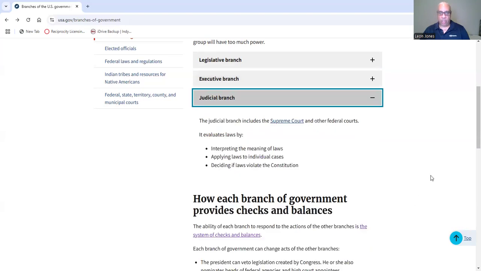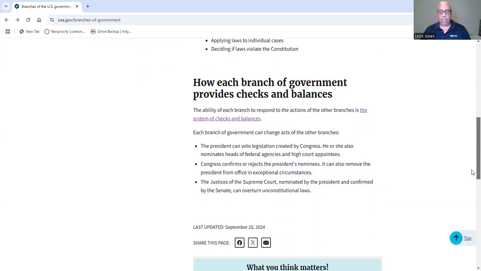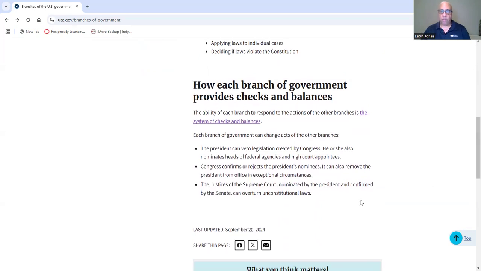Then we get to the judicial branch. That includes the Supreme Court and other federal courts. It evaluates laws by interpreting the meaning of laws, applies laws to individual cases, and it decides if laws violate the Constitution. Now, how does each branch of government provide checks and balances?